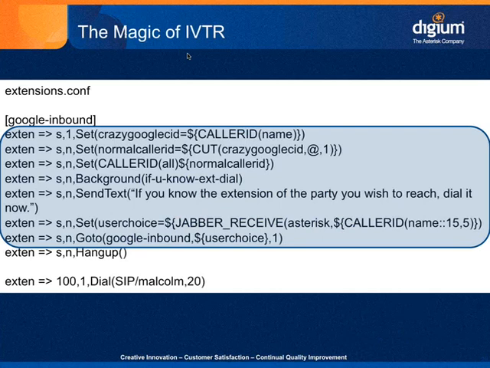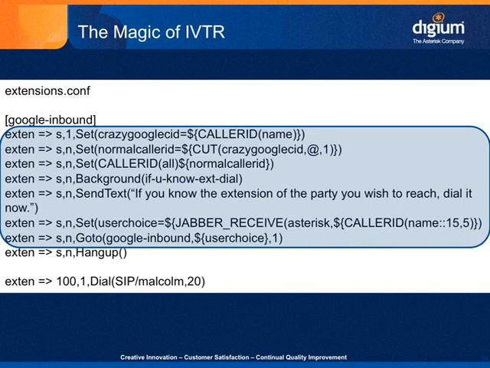All right, how did we do it? Well, we'll start with our inbound context from before with our caller ID gardening goodness. We've got some new lines, though. First, we're going to call the background application, and we're going to play back a file called if you know extend dial. Immediately following that, we're going to use the send text application to send some text to the client.